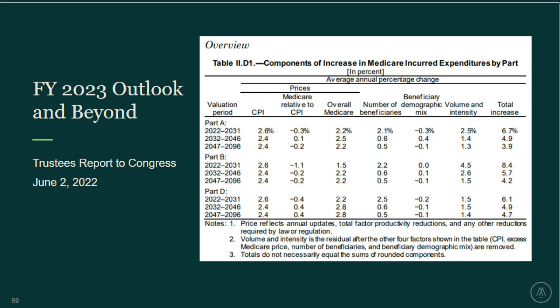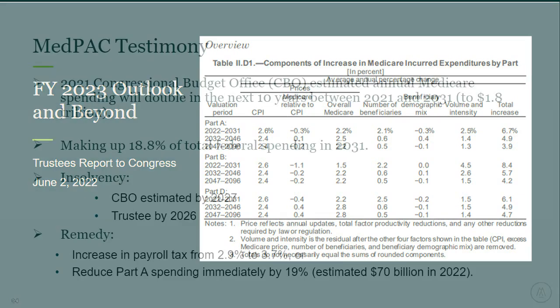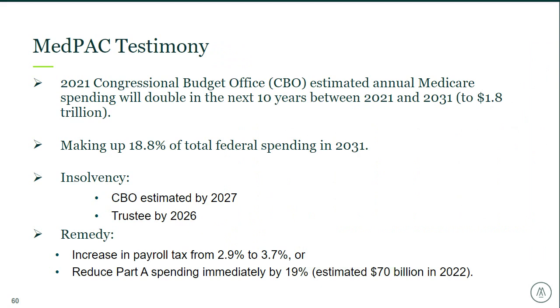So I think that's something to continue to watch, as payments are adjusted for inflation, how will that ultimately impact versus what's happening on the income side? If you look at some recent testimony from MedPAC, the estimate is that over the next 10 years Medicare spending will double to $1.8 trillion, making up 19% of total federal spending by 2031.